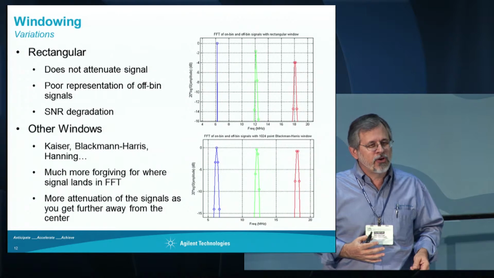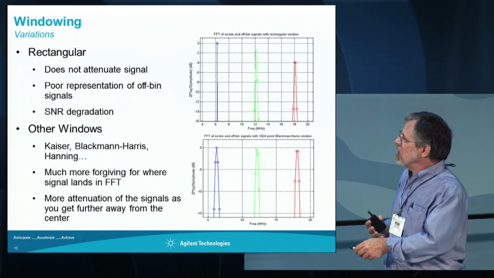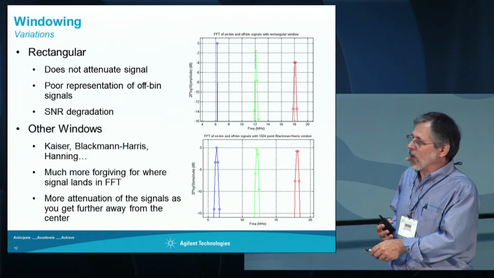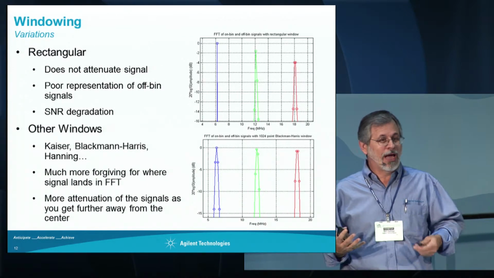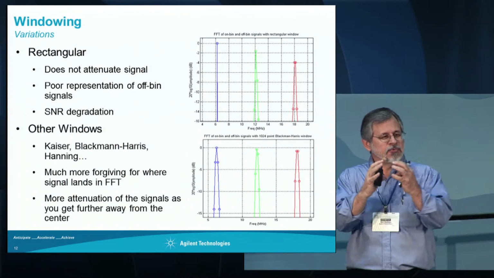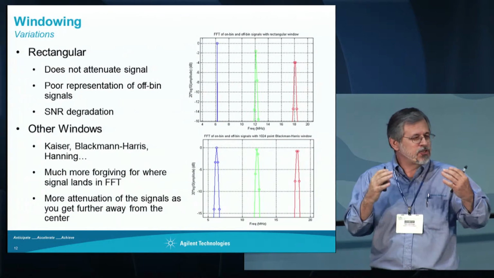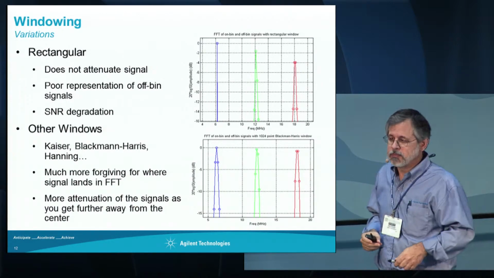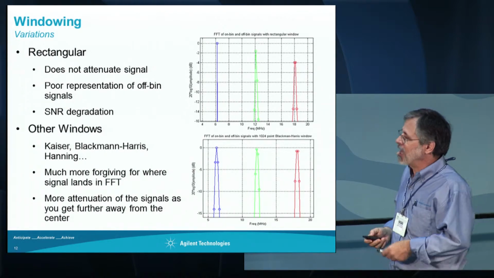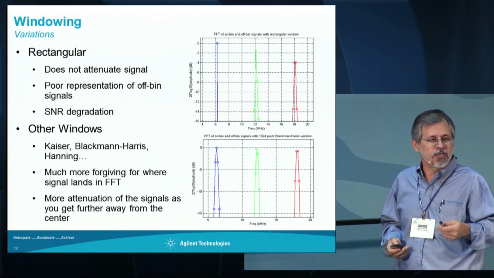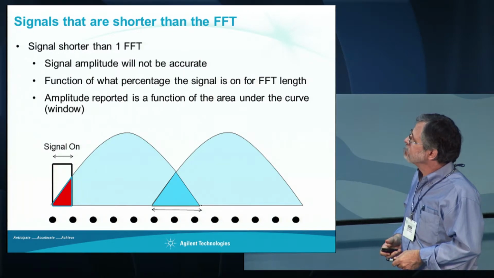Some of the windows you'll hear about, this is in FFT analyzers, things like Kaiser or Blackman-Harris or Hanning or Hamming or rectangular or uniform or Gaussian. Those are all different shapes of weighting, but the rectangular or uniform window is essentially no window, no weighting at all. That gives you the maximum resolution, but it hurts you in terms of dynamic range and accuracy unless your signal is on bin or periodic in the time record.